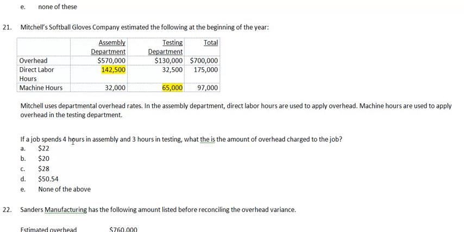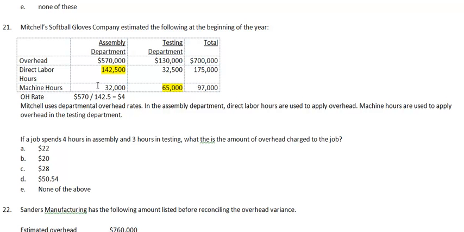It says if job 4 spends 4 hours in assembly and 3 hours in testing, what is the amount of overhead charged to the job? So what we're going to do is come up with, first off, some overhead rates. To come up with the overhead rate for assembly, it's just going to be 570,000 divided by 142.5. So your overhead rate for assembly is $4 per direct labor hour.